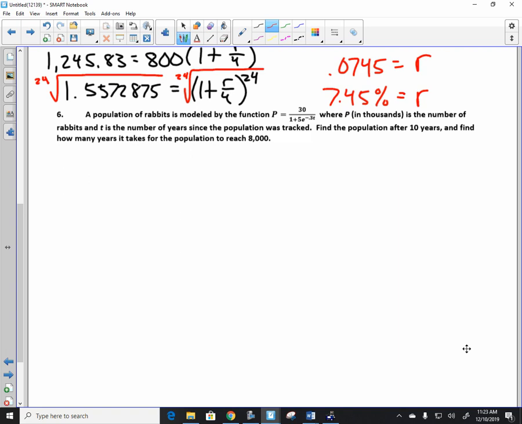So, that's the function that models the population of rabbits. P, the population, is measured in thousands, and it's the number of rabbits at time T. T is the number of years since the population was tracked. Find the population after 10 years. I'm actually going to find it after 0 years because I'm really curious what the initial population is. Then find how many years it takes for the population to reach 8,000. So how do I find the initial population? What do I plug in?